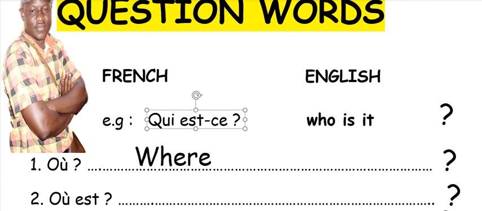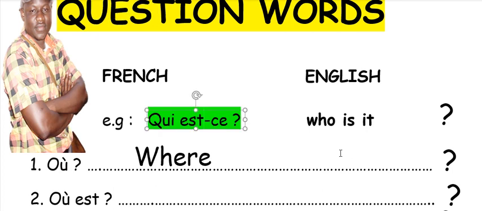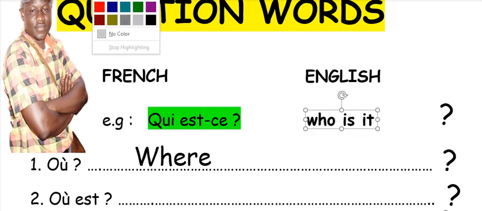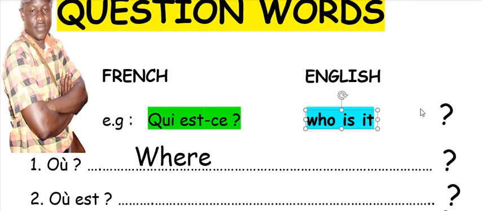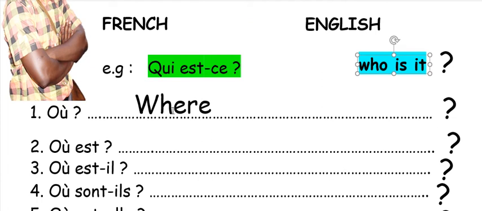So, for example, here we have this question word, "Qui est?" Here it stands for "who is it?" But you see at the end we have a question mark. Very important. Here it stands for "who is it?" Now you must understand that, and it's the way. So don't get confused when you come across it.